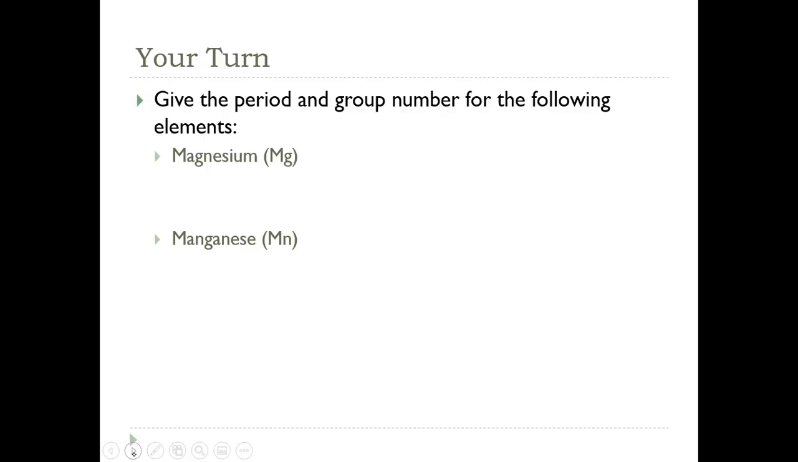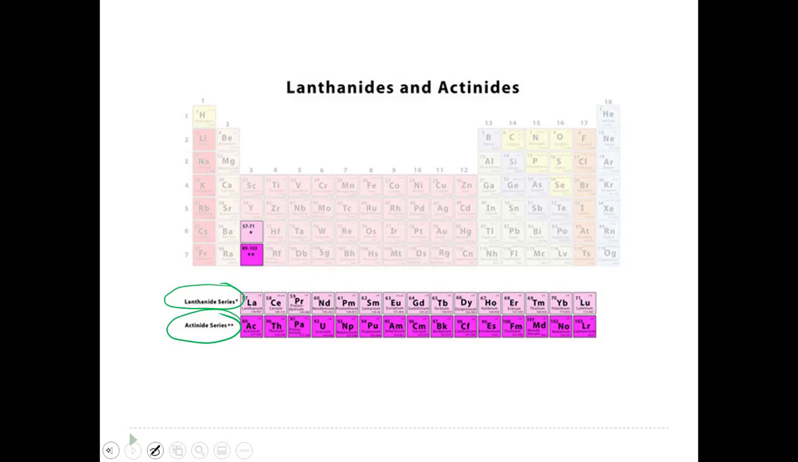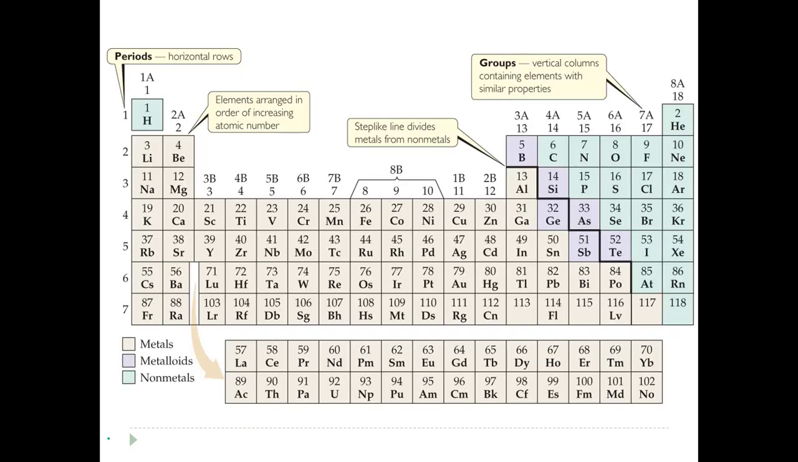Okay, so your turn. Give the period and group number of the following elements. Period, again, is the row, group is the column. So I'll do the first one with you. Let's see, magnesium. There should be a periodic table that you can print off from Canvas. Since we're going to be using it for the near future, it would be good to have a copy of the periodic table. So magnesium would be in period 3 and group 2 or 2A.